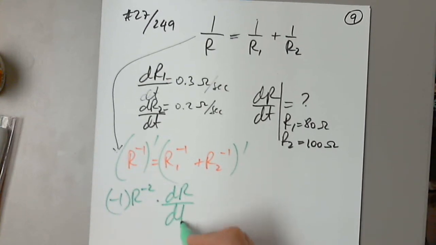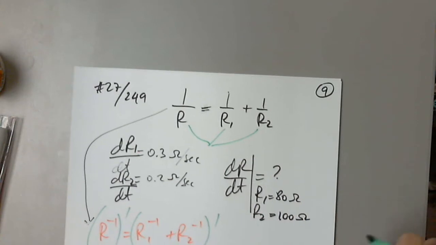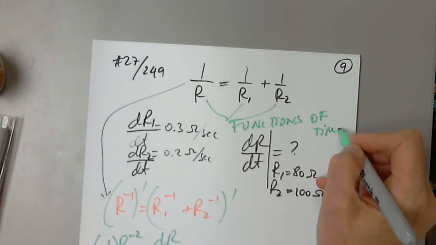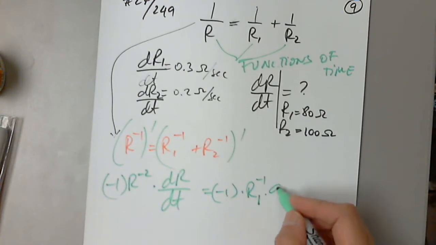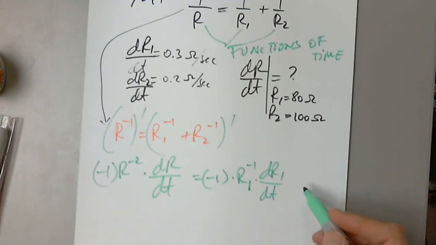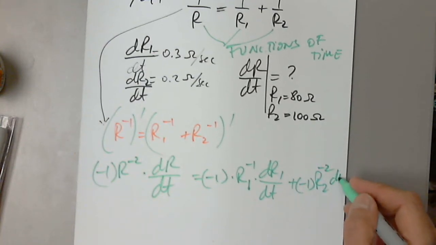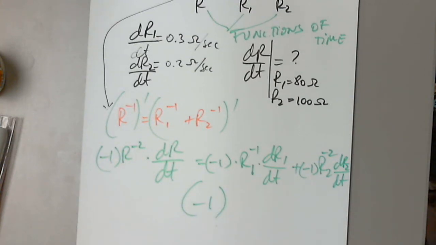Very good. Do you all agree with the left-hand side? Negative 1 comes in front. We subtract 1 from the power, and since they're all, I should have asked, my apologies, what do we know about all these? Functions of time. Perfect. So then, negative 1 times R1 to the negative 2, dR1 over dt, and minus, I should write plus, negative 1, R2 to the negative 2, dR2 over dt. I will multiply everything by negative 1 so I don't have to worry about those.